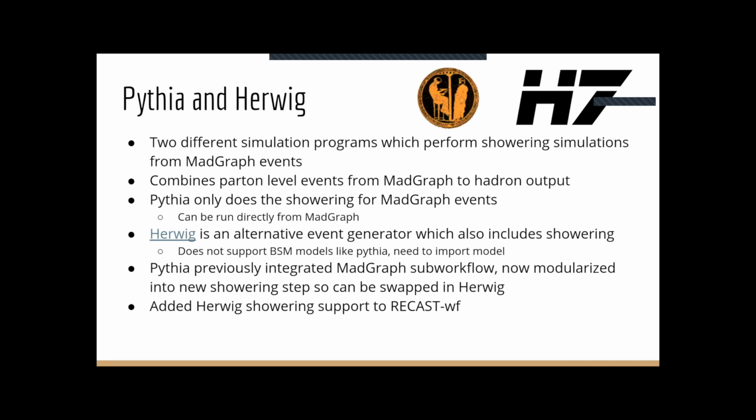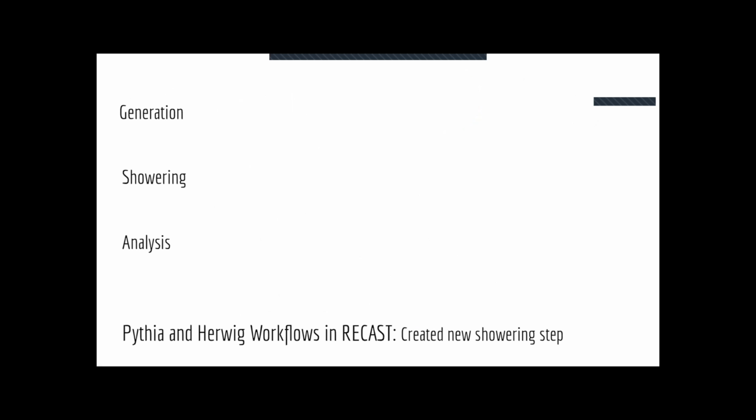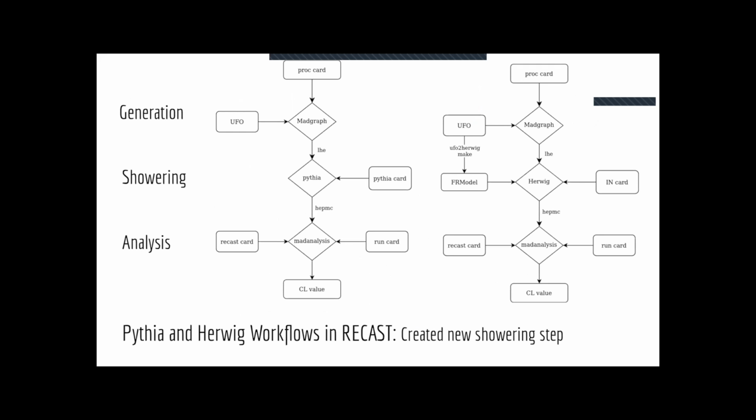And then of course we added Herwig support just for the showering. And so here we can see an example of two different workflows using Pythia and Herwig. So on the left, you can see the Pythia. And so you start out with the generation. And so you have sort of input card like we showed for MadGraph. And then you have the custom model for MadGraph on both steps. And then you do the showering.